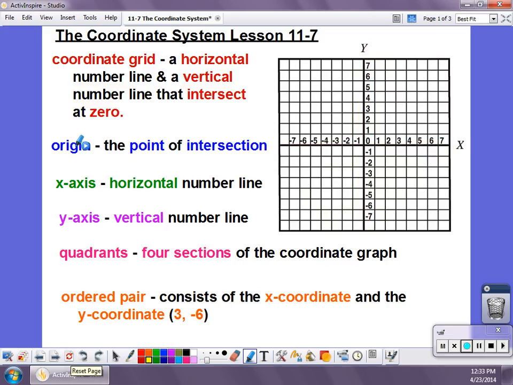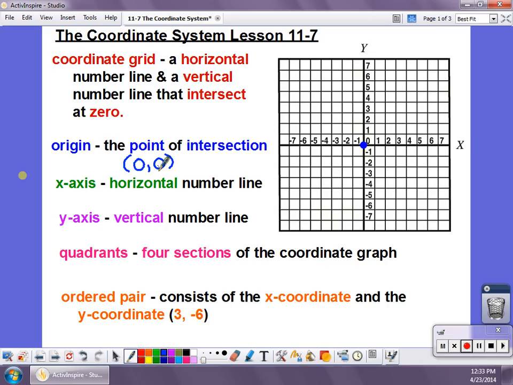Now the origin is the point where these two lines intersect. And if you remember, we said they intersect at 0. We write this point as an ordered pair of 0, 0. And I'll explain what that means in a minute, but 0, 0 is our origin.